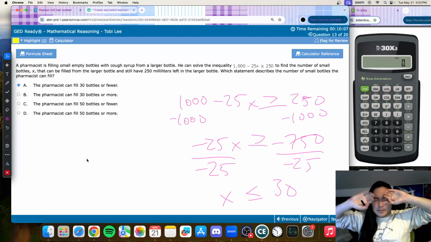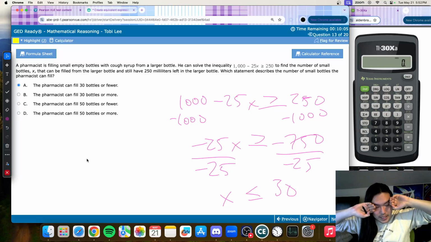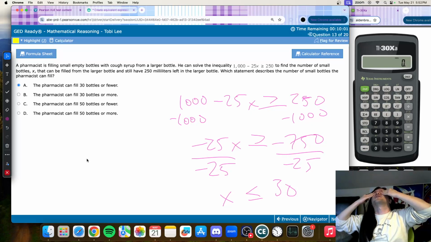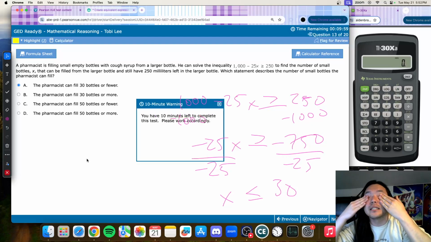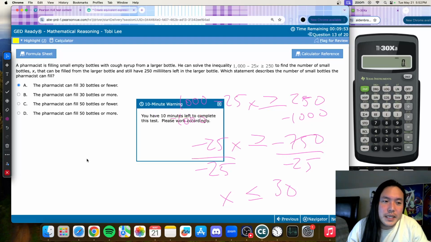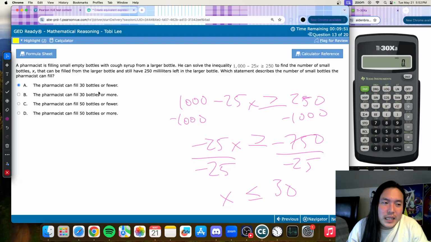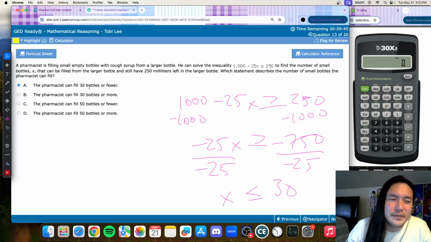Hopefully you can tell that B doesn't make sense. If you say I can fill up 30 bottles or more, well hopefully you realize 200 million is more than 30, right? There's no way I'm going to fill 200 million bottles. That's a nonsensical answer. And then 50 is just not the number that we got. We got 30, right? It's definitely A, and x is less than or equal to 30. And we just use the inequality to solve for that.